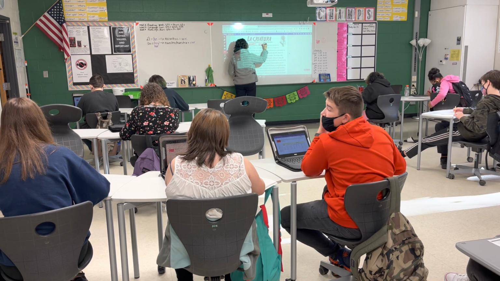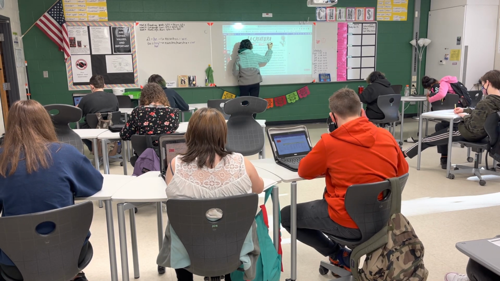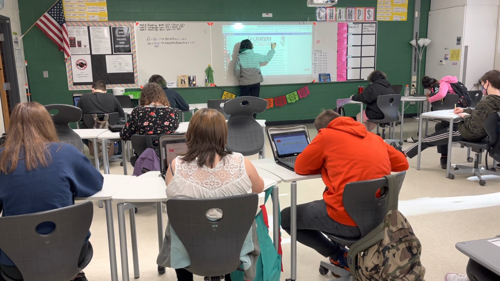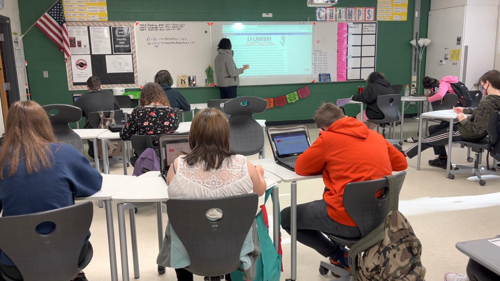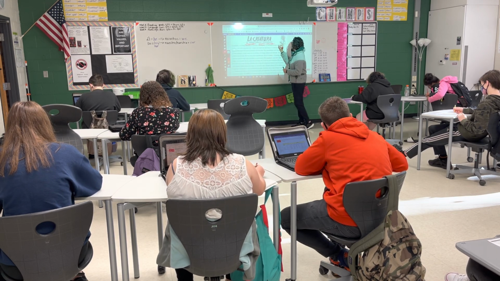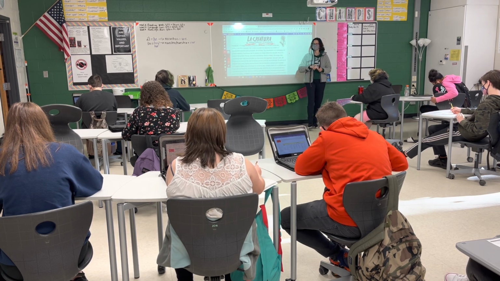All right, so nosotros caminamos a la escuela que va a tomar una clase especial. So now we got to change va. Who can figure out what va should be? Look at the chart.